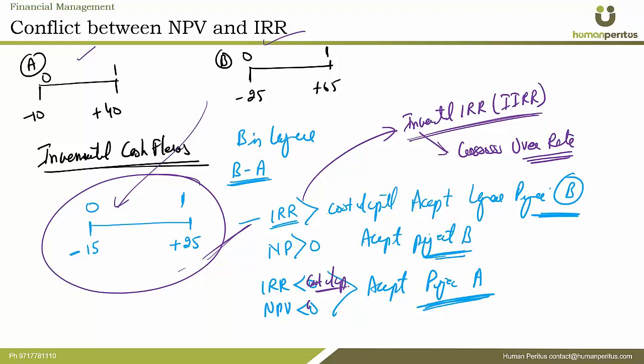Is that okay, guys? So this is the method of incremental cash flows. When do we use it? We use this method whenever there is a conflict between NPV and IRR. Is that okay? Any doubt?